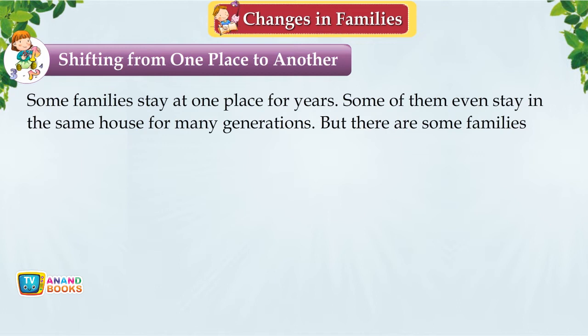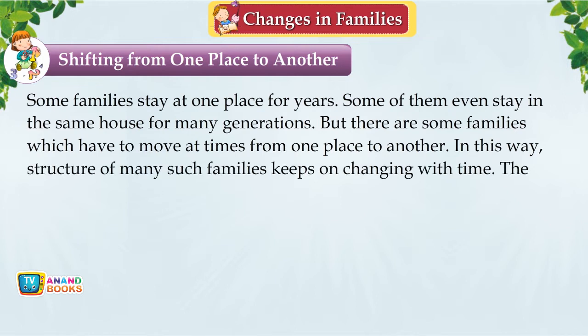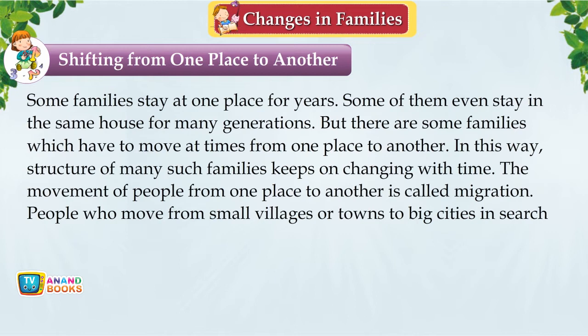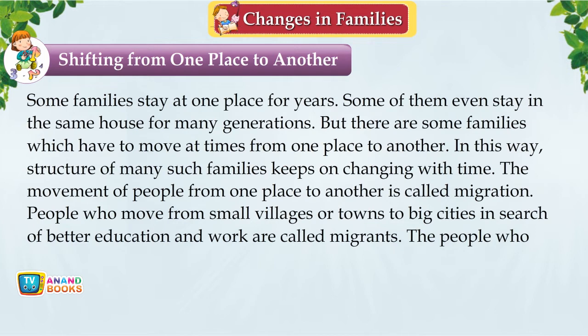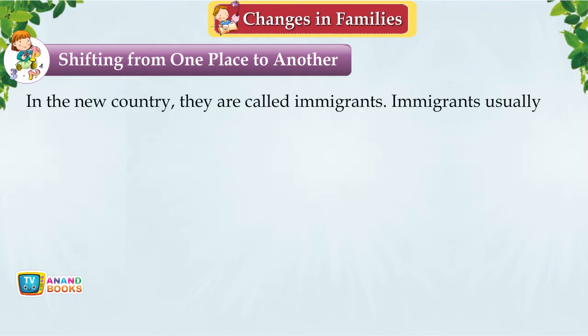But there are some families which have to move at times from one place to another. In this way, the structure of many such families keeps on changing with time. The movement of people from one place to another is called migration. People who move from small villages or towns to big cities in search of better education and work are called migrants. The people who move out of their country to live in another country are called emigrants. In the new country, they are called immigrants.